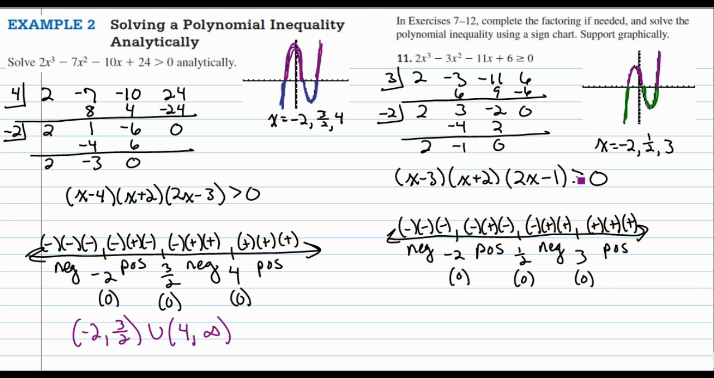Now in this problem I'm looking for greater than or equal to. So I am in fact looking for those zeros. So the final intervals are -2, including, because -2 does make the polynomial equal to 0. So between -2 and 1/2, including both of those. And then again from 3, including, to infinity. Any x value within those intervals will produce a positive or equal to 0, so greater than or equal to 0, y value.